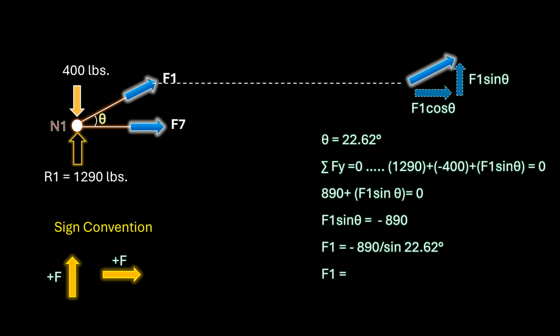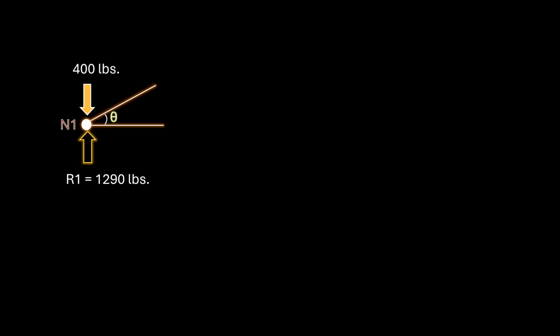Therefore, F1 is equal to negative 2,314 pounds. The negative sign reveals that F1 is a compressive force and not a tensile force as we had assumed. Therefore, member 1 has 2,314 pounds of compressive force. Since we have determined that F1 is a compressive force, we will represent it as a compressive force with the arrow pointing away from the member towards the joint.